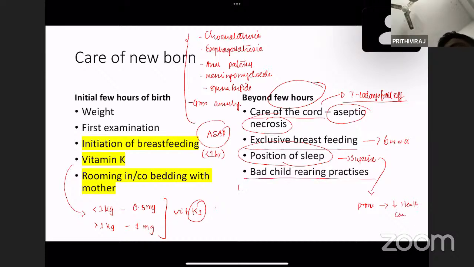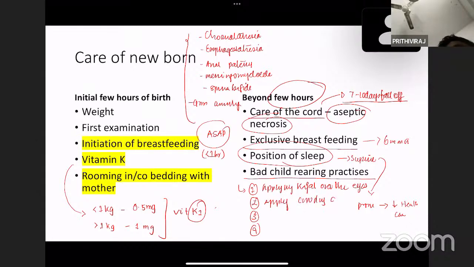Bad child rearing practices, what are the things? This could be one of the two-mark questions. One is applying kajal over the eyes, or applying cow dung over the cord, oil instillation. Getting it, okay? Applying kajal, applying cow dung, oil instillation. These are the things they will ask.